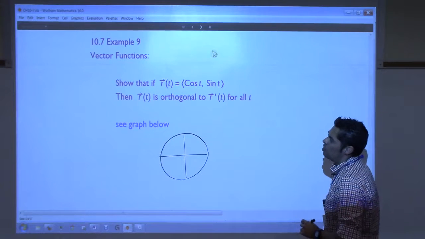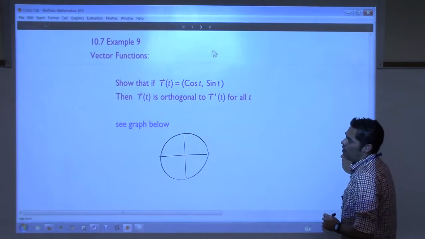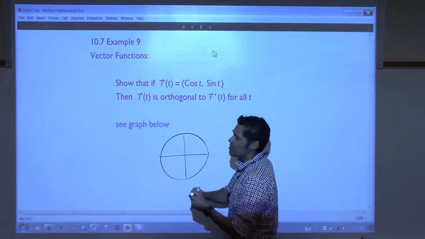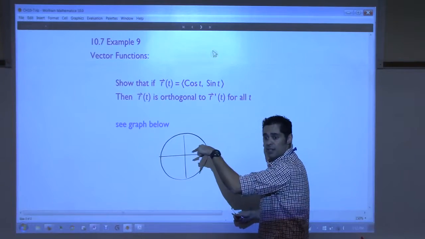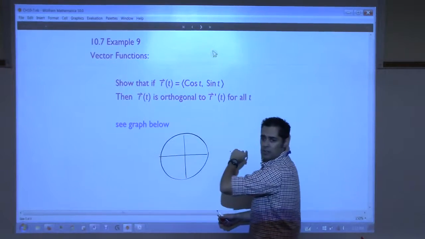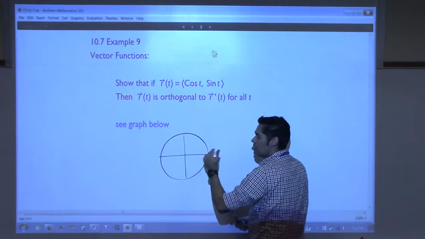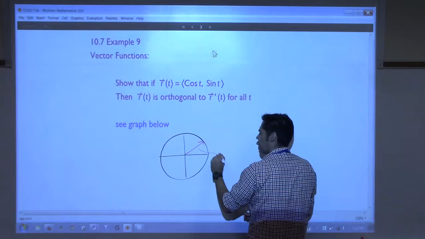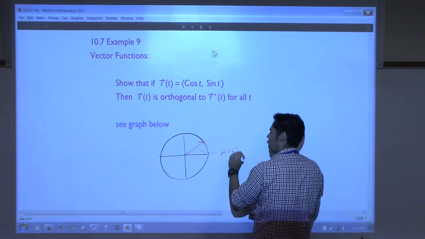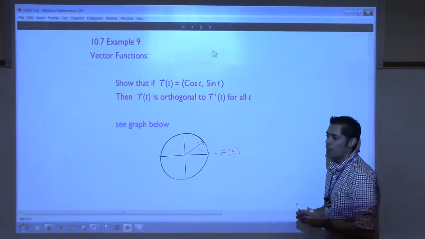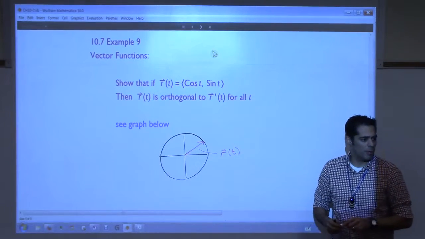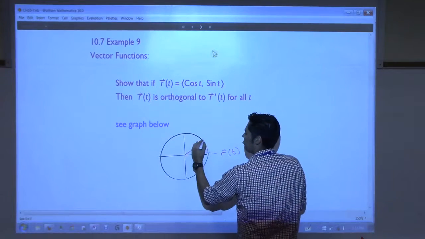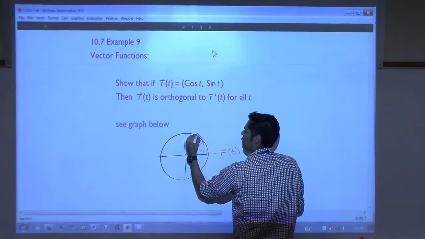And what we're trying to show is that r of t, which would be some vector, right? R of t is a vector. If I plug in a t, it's a vector, isn't it? Like if I plug in 0, won't I get a vector? I plug in pi over 4, a vector. So r of t is some vector that comes from the origin out. I want to show that that vector is orthogonal to its derivative at that point. So if I draw the derivative, it is tangent to the circle, isn't it?